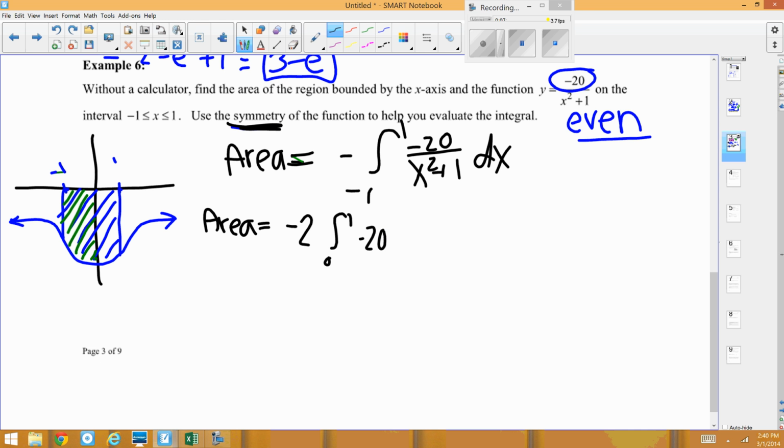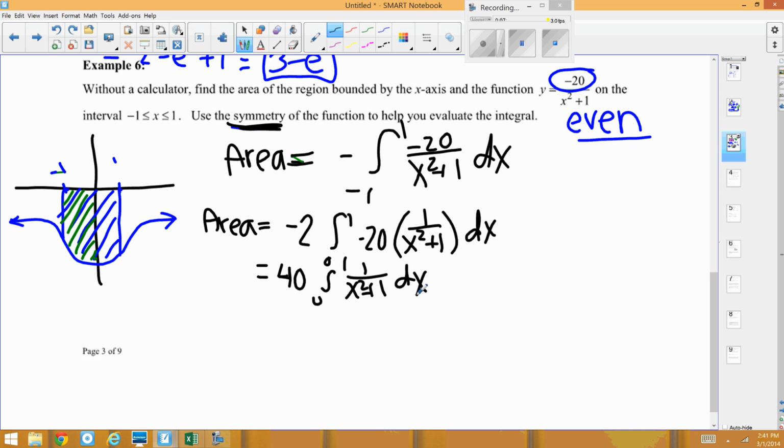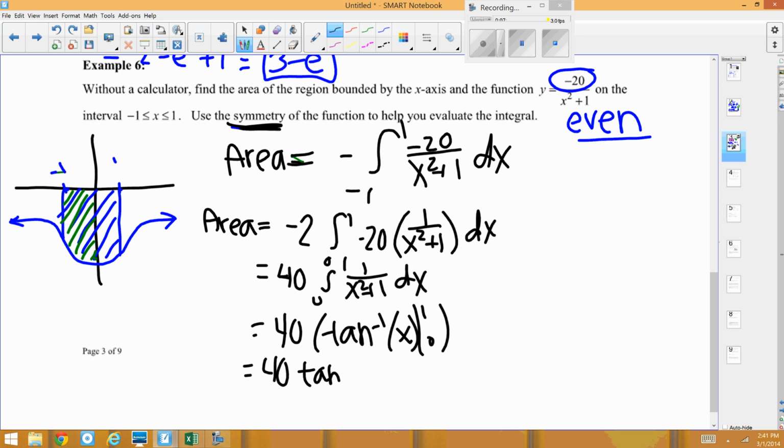So we have negative 20 times this function, which we recognize as the derivative of one of our inverse trig functions. So again, I'm going to keep simplifying a little bit. I'm going to pull that 20 out. Now I'm going to get 40 times the integral of 1 over x squared plus 1 dx. So I'll get 40 times inverse tangent of x evaluated from 0 to 1. So 40 times inverse tangent of 1 minus inverse tangent of 0.